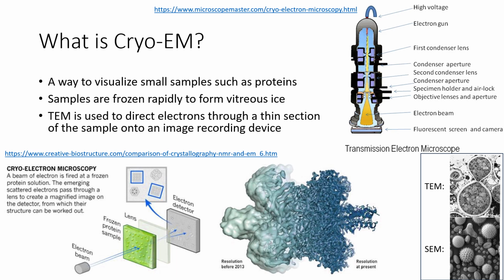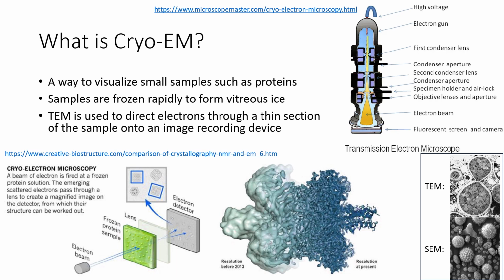Formation of vitreous or amorphous ice rather than crystalline ice is important because water crystals can interfere with the ability to see the object. Electrons are shot through lenses that focus the beam through the frozen sample and onto an image recording system composed of a fluorescent screen and digital camera. The camera captures the electrons to form a 2D image. An algorithm builds a composite 3D image of tens to hundreds of thousands of images from different angles.